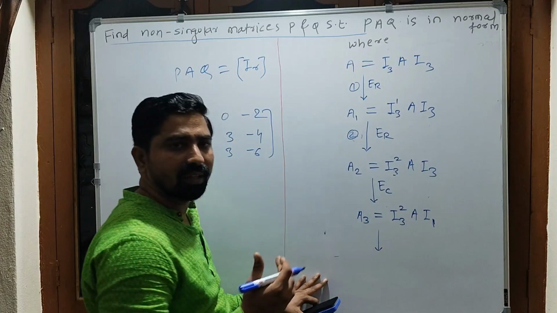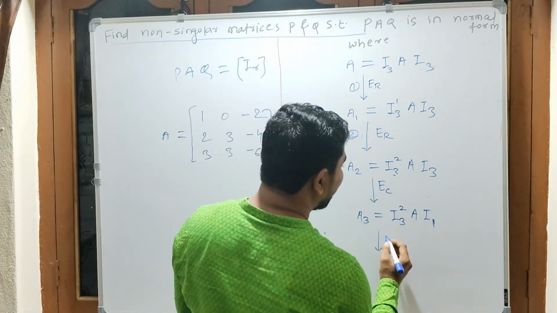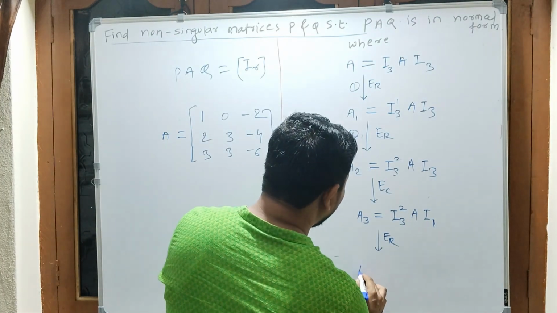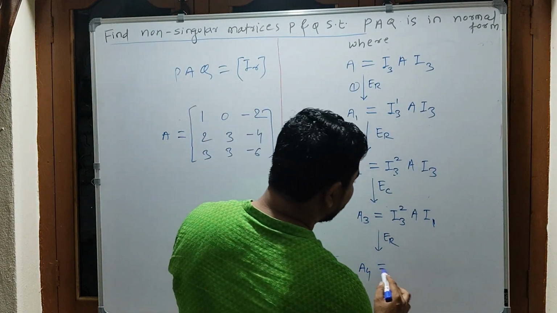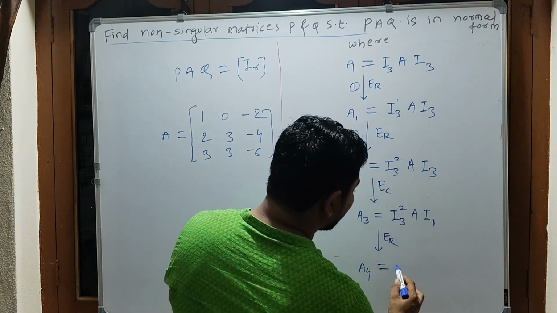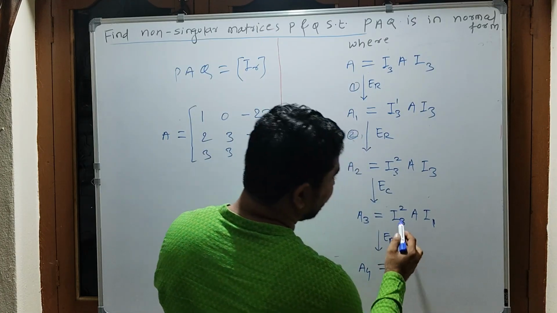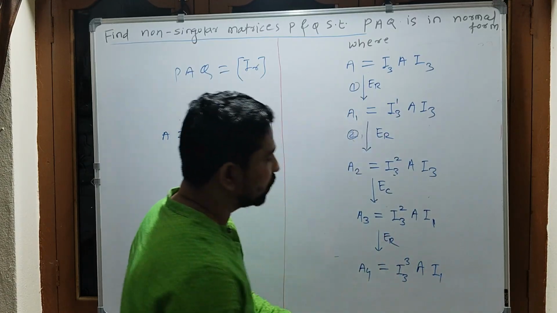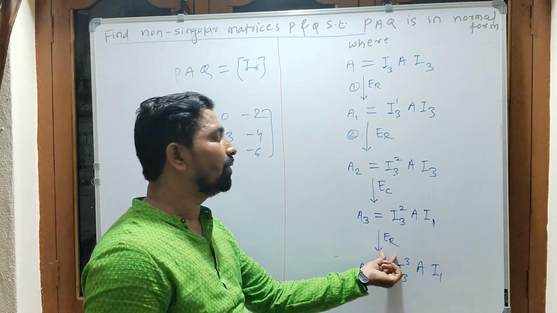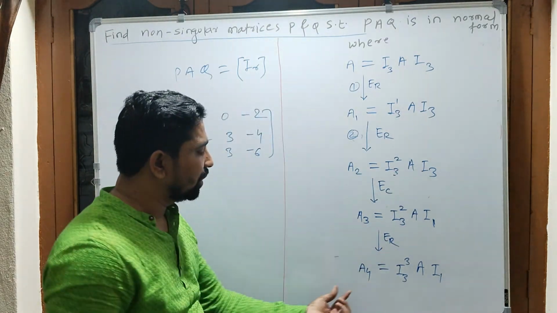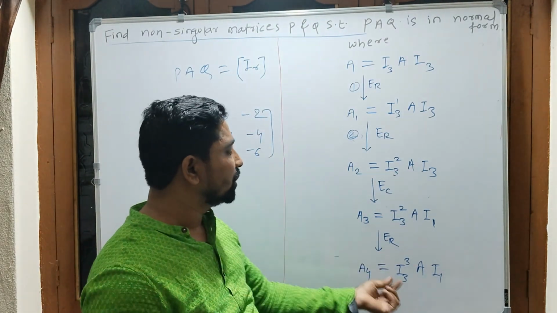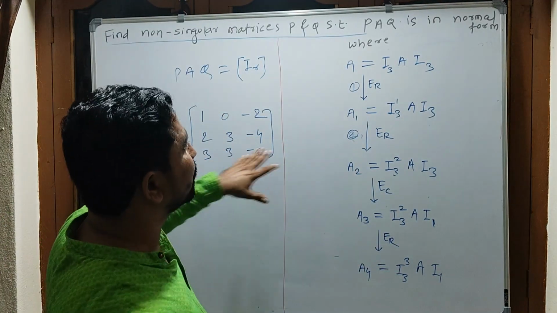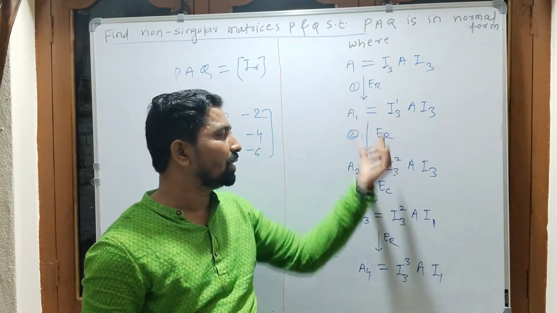So let's say either column operation or row operation. For example, here I am applying again, let's say, row operation only. At this time, this is my A4, and here I am applying elementary row operation. So the I2 becomes I3, and this is A and this is I1. This I1 is the same because we are applying elementary row operation. If this A4 is in the normal form, this is my P and this is my Q. That is the procedure. So I will solve this problem with the help of this technique.